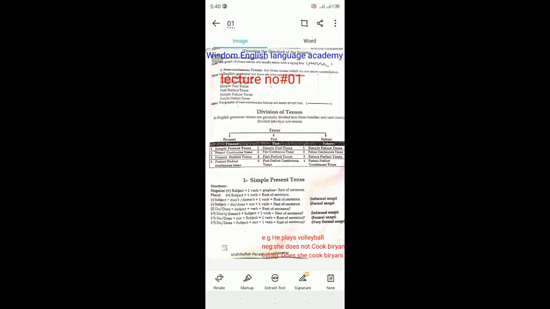Clear? In an interrogative sentence, you must put does or do before the subject. Where? Before the subject. Like how? Does she? Does he? Does it? And does Ali? Like this. Do we? Do they? And do Ahmad and Ali? Clear? So these are the negative and interrogative sentences of the present simple tense.